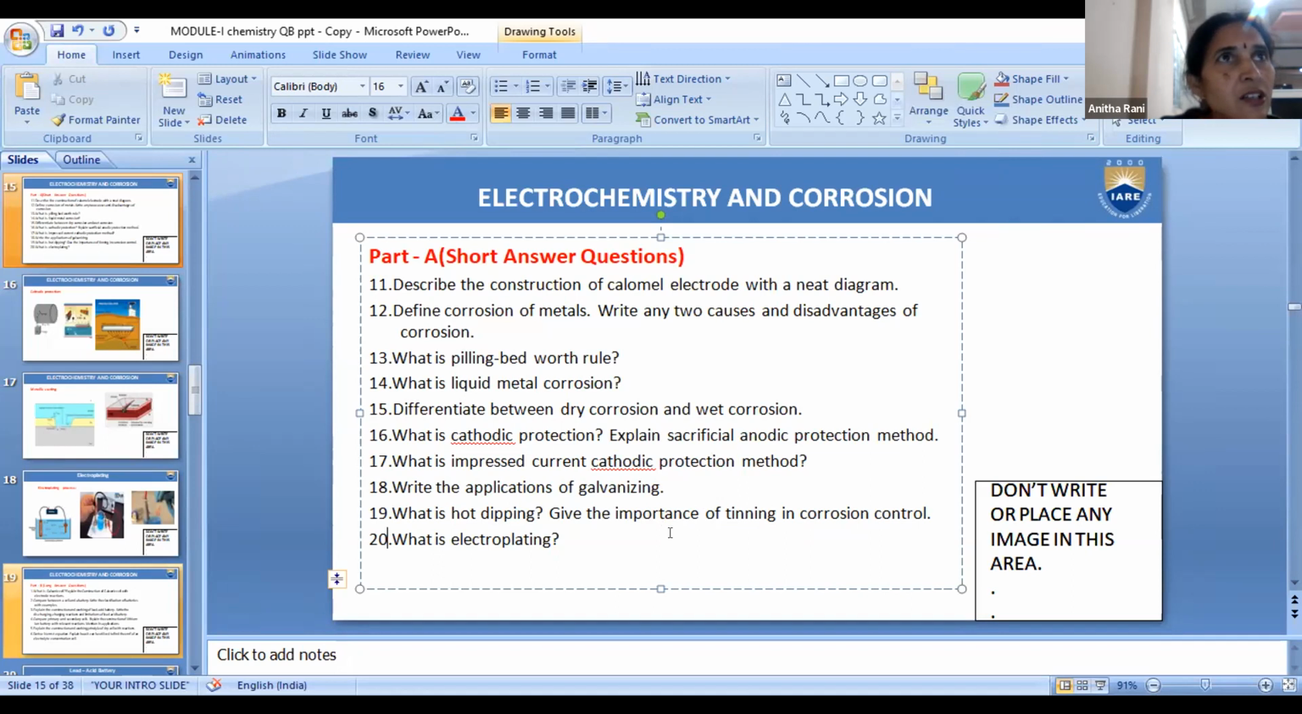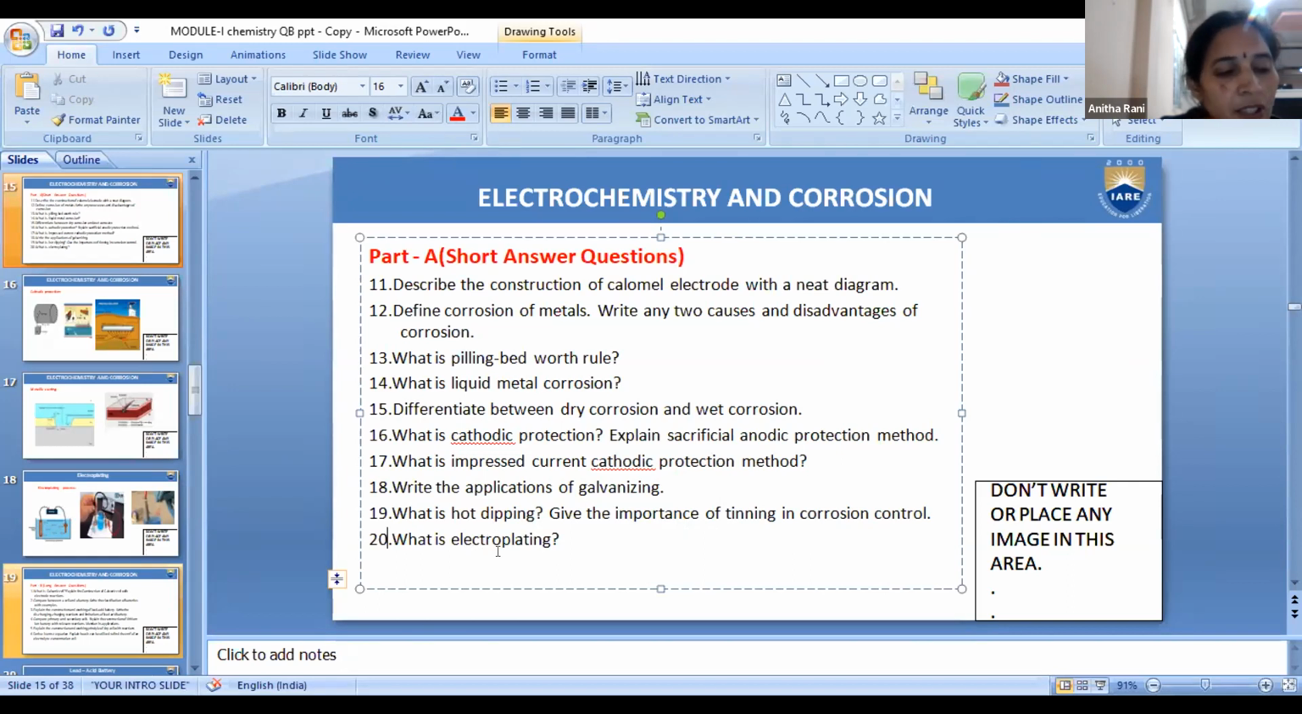Very good application is there, ma. Tell me. We are using it for storing food. Very good, ma. We are taking it for storing food and packing food. Okay? So that is the importance of tinning, because tin is non-toxic in nature.